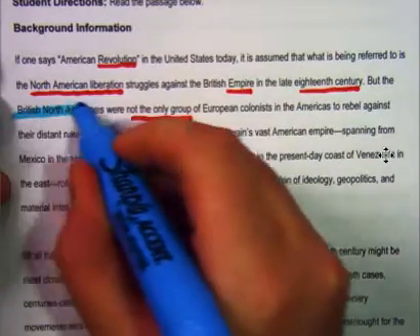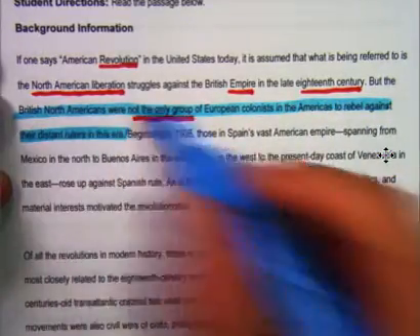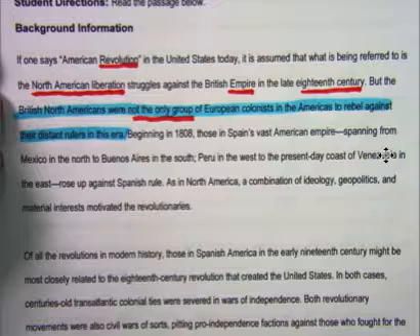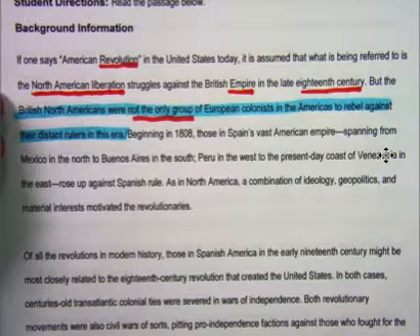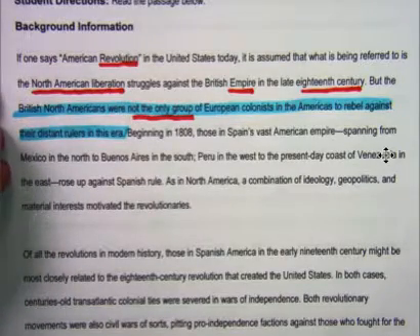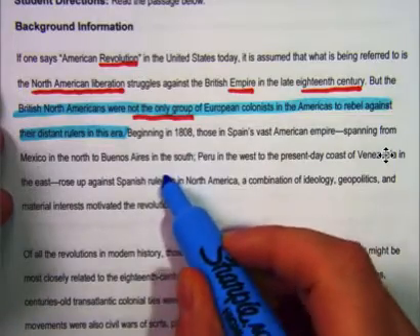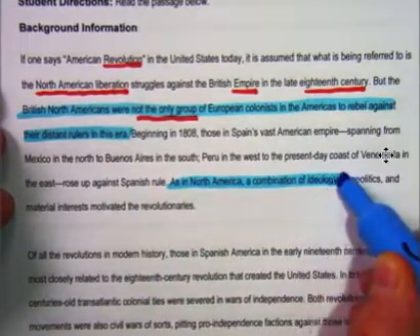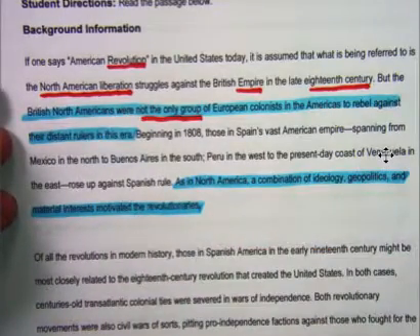British North Americans were not the only group of colonists to rebel against their distant rulers in the era. So we're already sort of setting up a comparison here. That might be a possible answer that they're looking for, to make a comparison. And then this explains right here. It says, as in North America, a combination of ideology, geopolitics, and material interests motivated the revolutionaries.